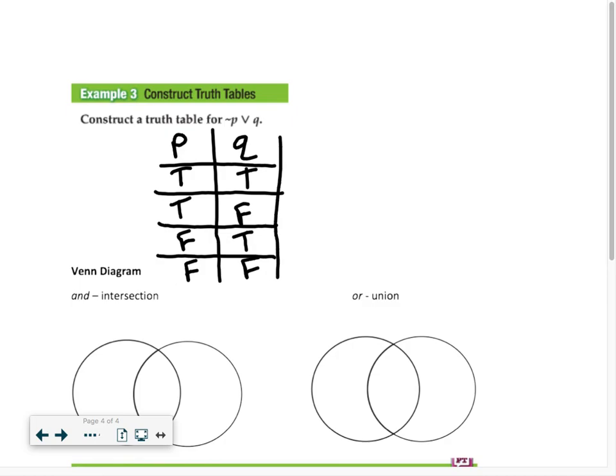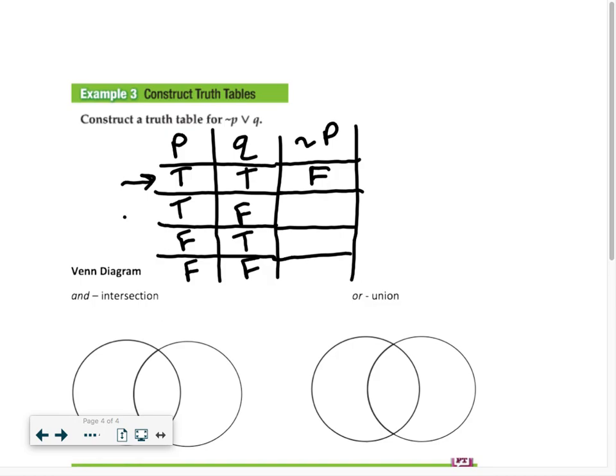I've got to negate P. So what would not P look like? If I'm taking statement P and I'm negating it, well, looking at this first value here, it was true. If I negate statement P, that case becomes false. Okay? If I negate a true, that becomes a false. If I negate my false, that's going to become true. So I've negated P. I've got a column for not P.